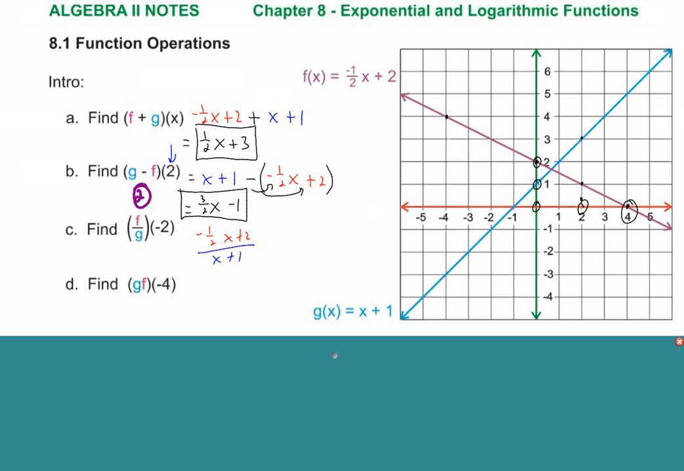Let's go on the negative side. Let's go -2. So I've got an output of 3. And this is actually the question, right? What is F divided by G of -2? I have an output of 3, and divide it by a -1. 3 divided by -1 is -3. So I have that value.